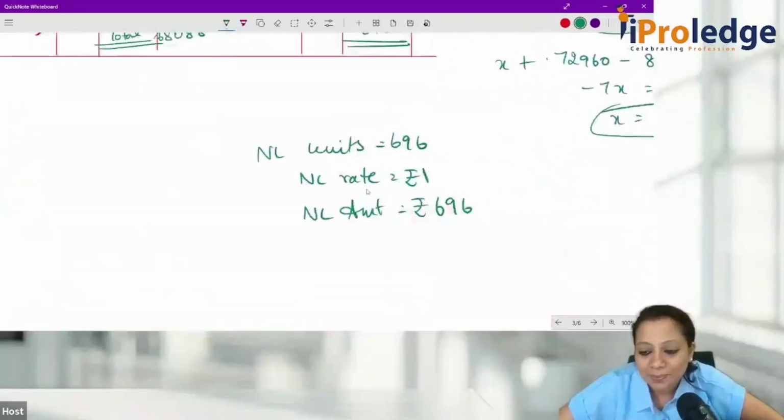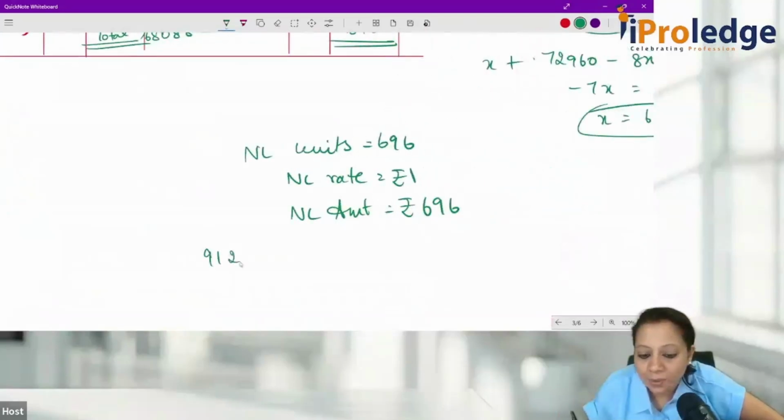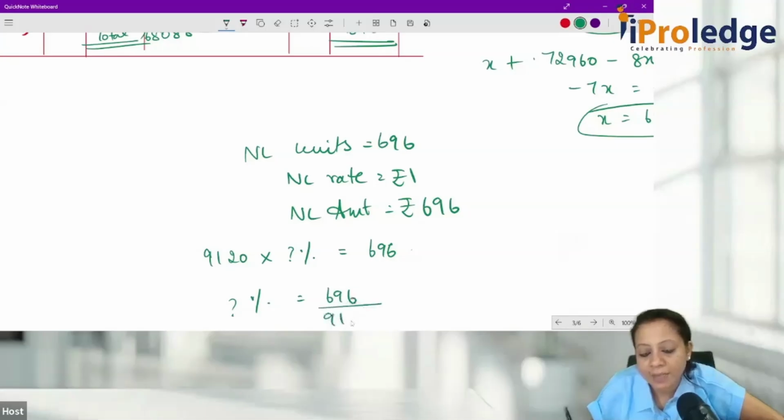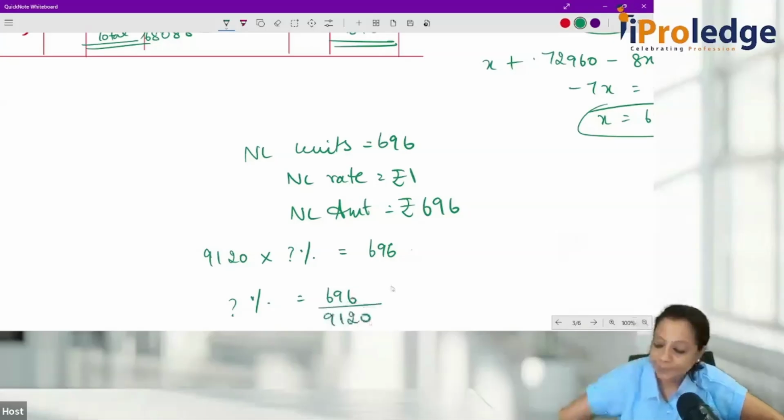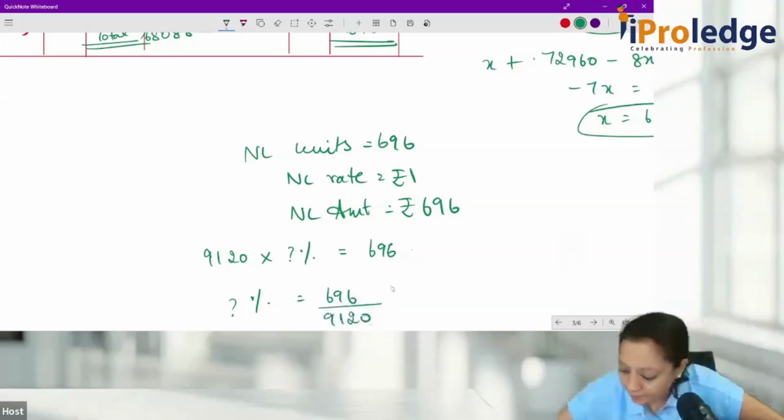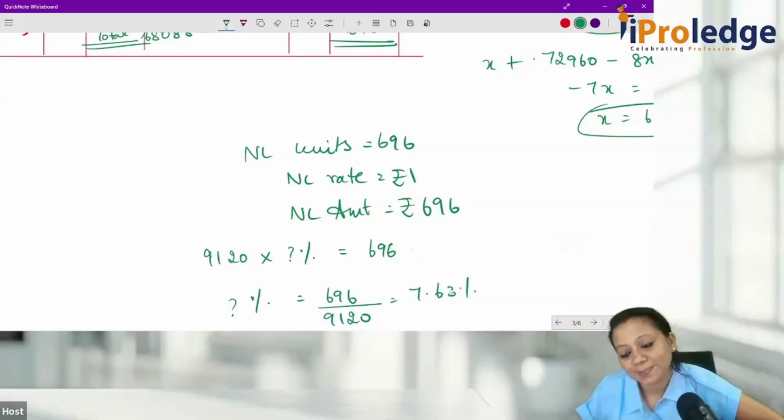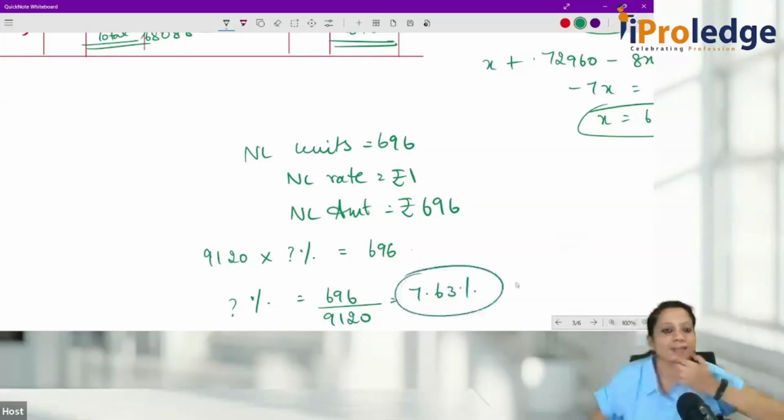Yes, ma'am. So 9120 into some percentage is going to be equal to 696. So what percentage is equal to 696 divided by 9120? 7.63 percentage. That is the answer.